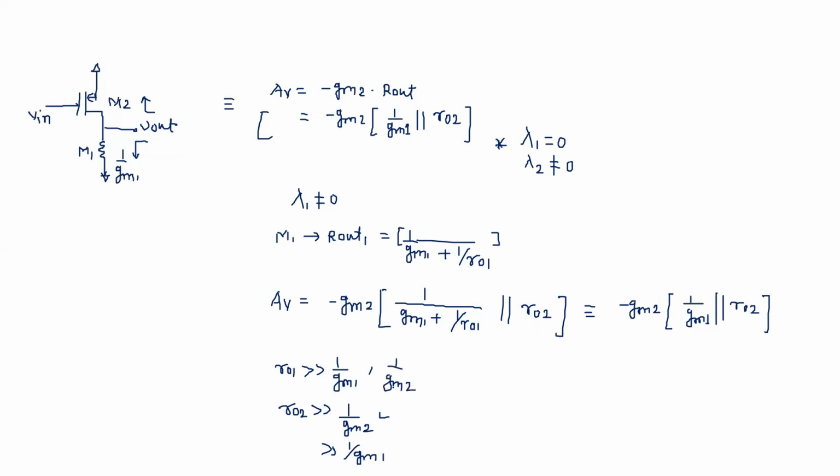This is true because R0 values are very large. So for a practical design, this is very high and 1 upon GM is small. So effectively it is 1 upon GM1, because the parallel of low and high is nothing but equal to the low. So it will be minus GM2 by GM1. So this is the simple expression for the gain calculation of this question.